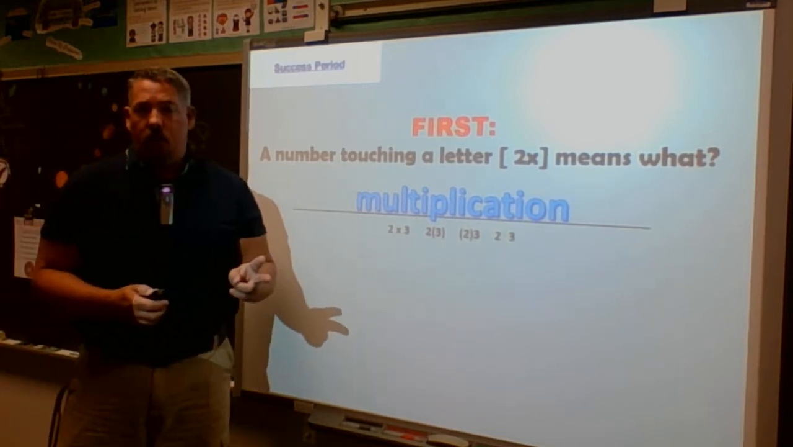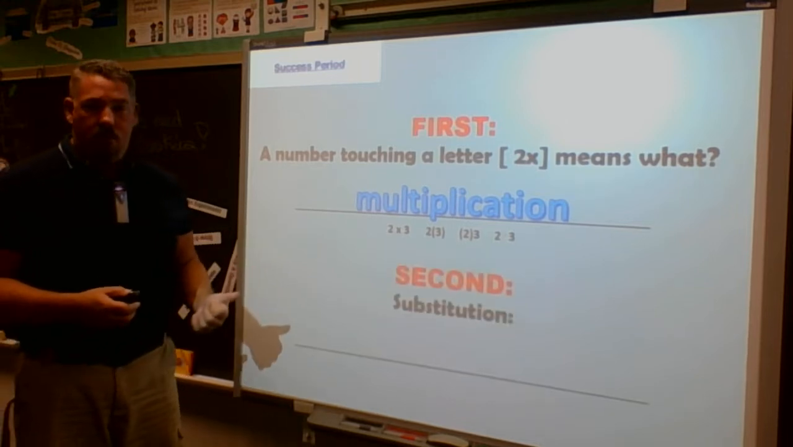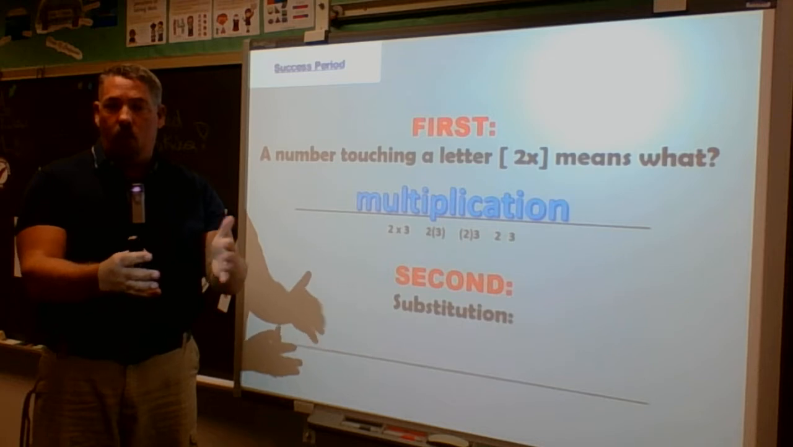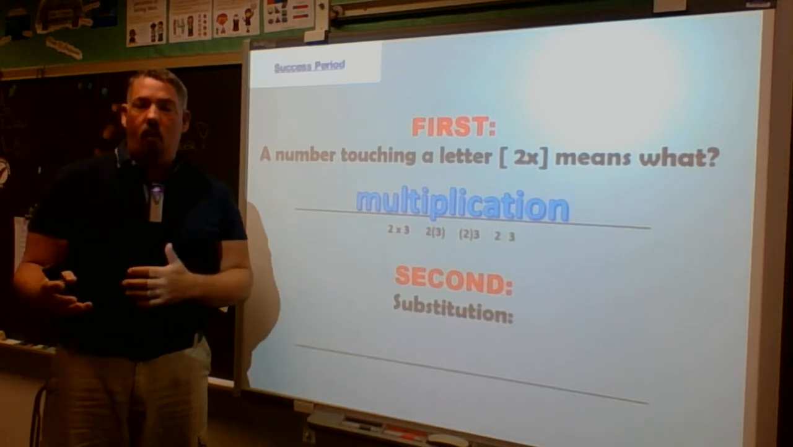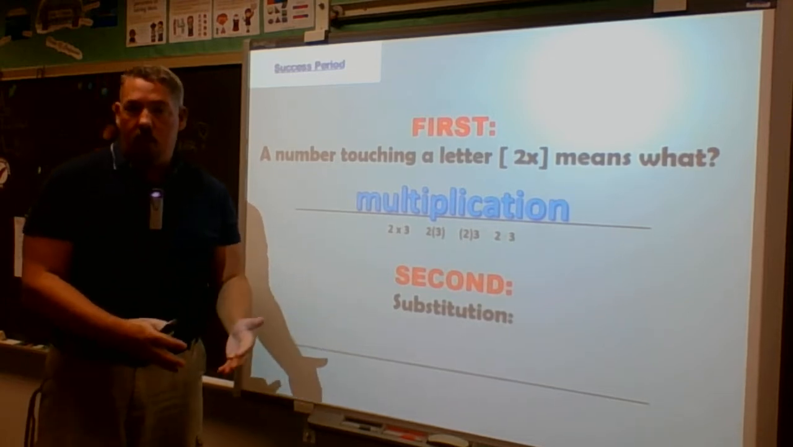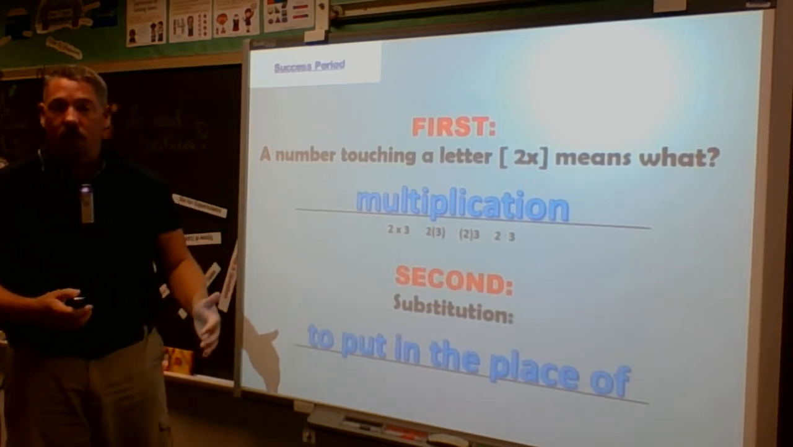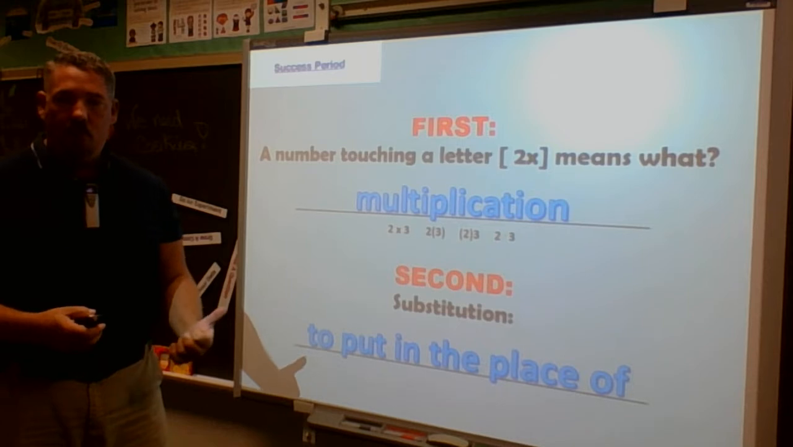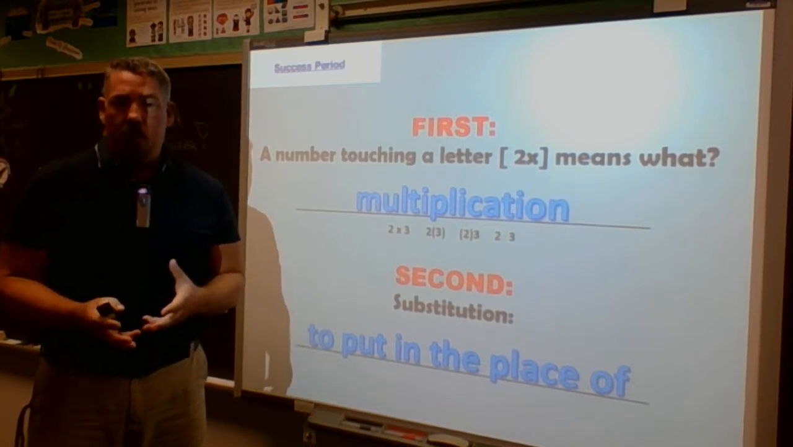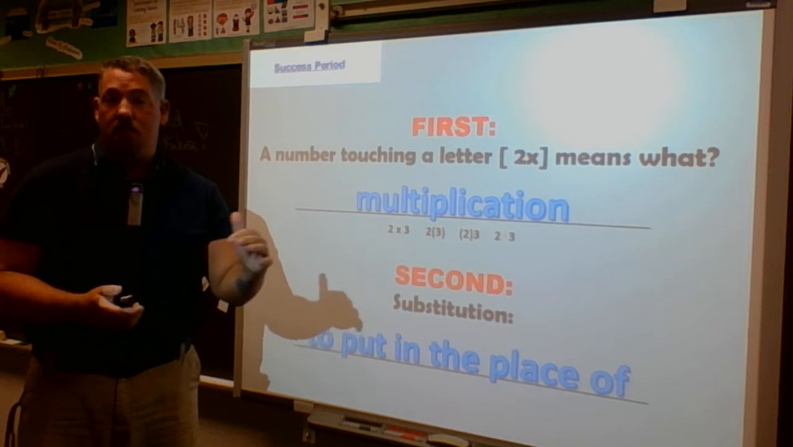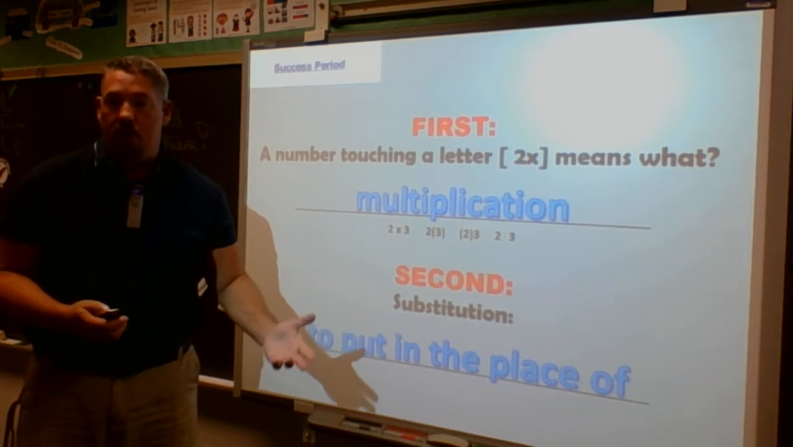The second question that we need to understand is, what does it mean to substitute? Well, if I have a person in here working for me today, even though I'm gone at a seminar, they're substituting for me. In mathematics, it means to put in the place of. So write that down on your paper also. They're going to give you in the math problems what the number is going to be in place of the letter, and you just put it in and then do the steps of math.